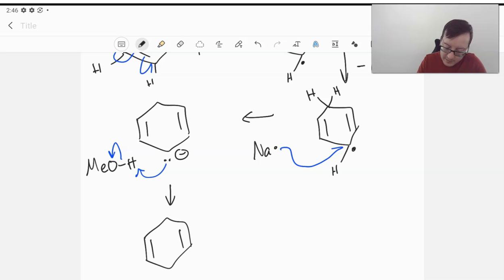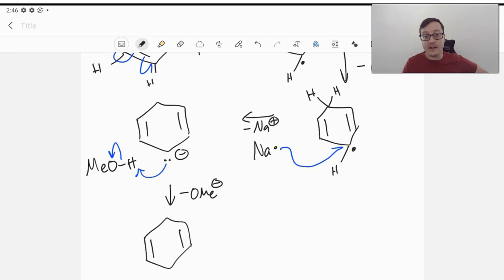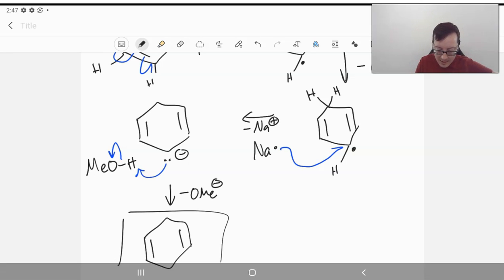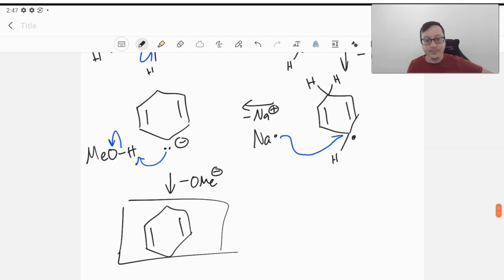So just like before, in some of these steps, we're going to lose more ions. Those are byproducts. We have lost our methoxide and our sodium ions. But we have now fully reduced, or rather, fully partially reduced. We've completed our Birch reduction, suffice it to say. We have ended up with our benzene.